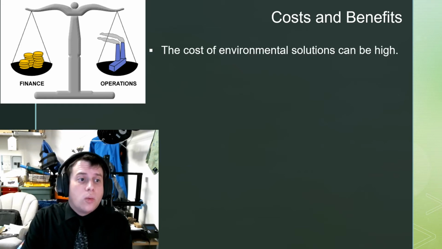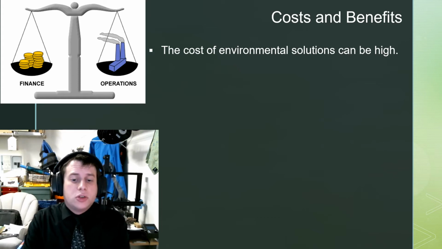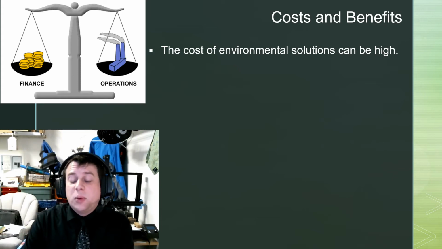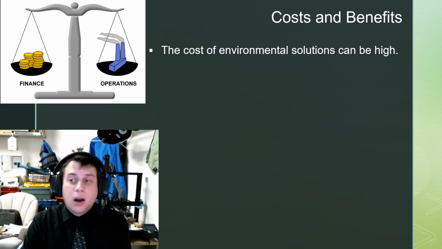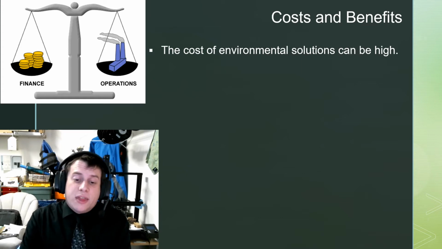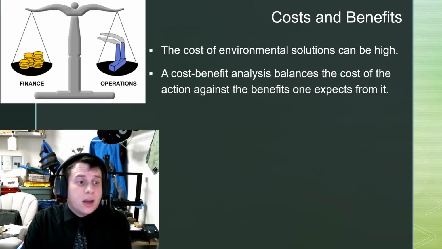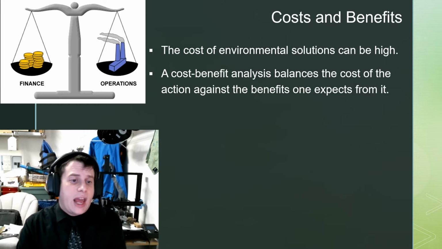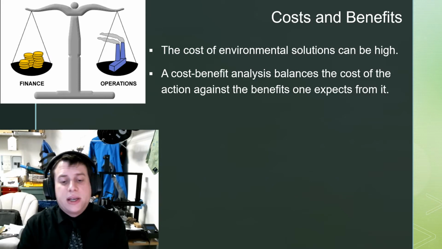So the cost of environmental solutions can sometimes be very high. It can sometimes be really expensive to do things like fill in an old copper mine or install pollution control devices on factories and things like that. So that's a reason why some businesses don't want to do it. The cost benefit analysis balances the cost of an action against the benefit we expect to get from it.